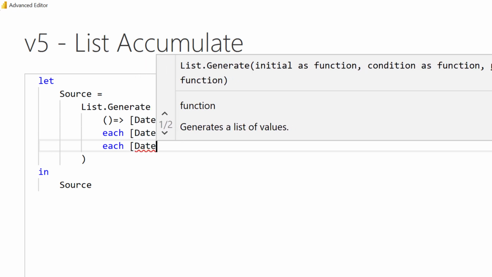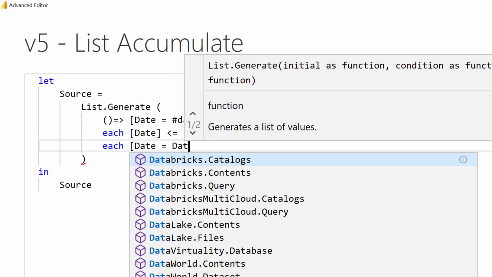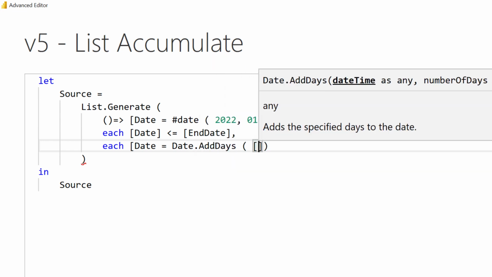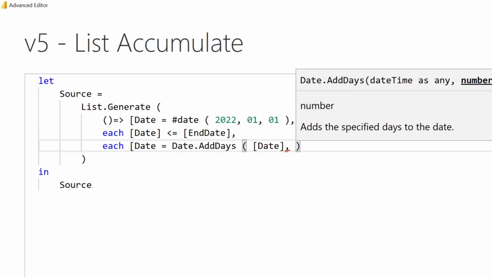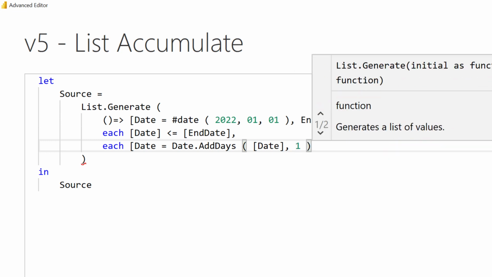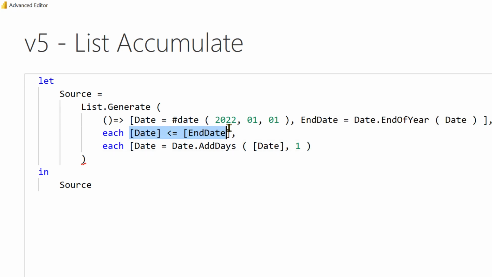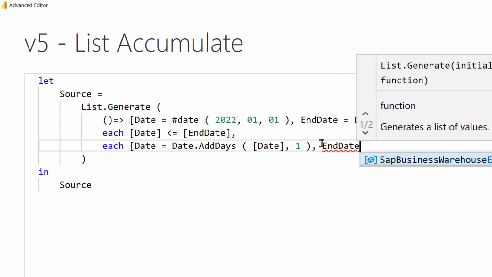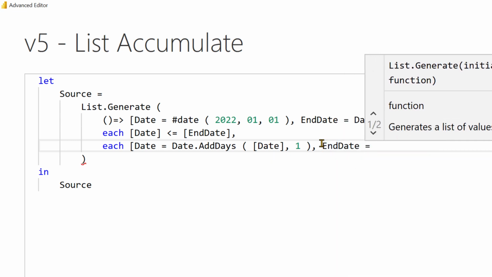Then we are going to say that each date is equal to, so we are going to open the record and say Date.AddDays. We are going to use the current value of the date and add 1. So basically increment the current date by 1 in case this condition is satisfied. And for the end date, we are going to say that end date is going to be equal to end date itself. So we do not want to increment or modify the end date. So I can simply say that end date is going to be end date.